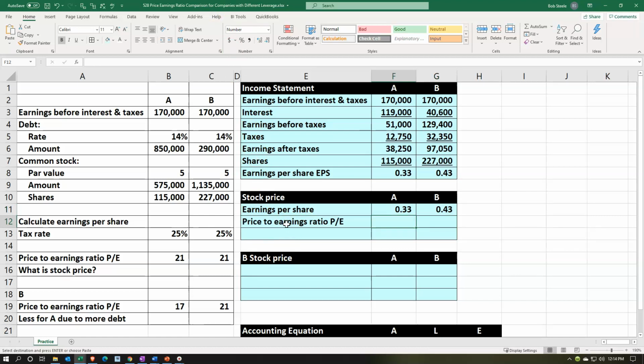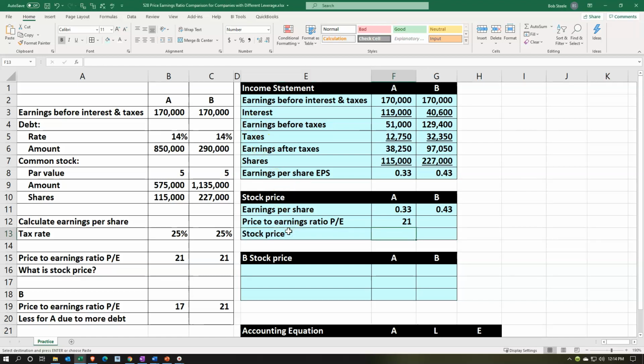And then we're going to be picking up the price earnings ratio, which is going to be that 21. So that's going to be the price to the earnings, meaning price over the earnings per share. So if we have the earnings per share, then we're going to use that as the multiplier to get up to the stock price. Whereas if we were given the stock price, we could figure out the PE ratio. So now that's going to give us the stock price.